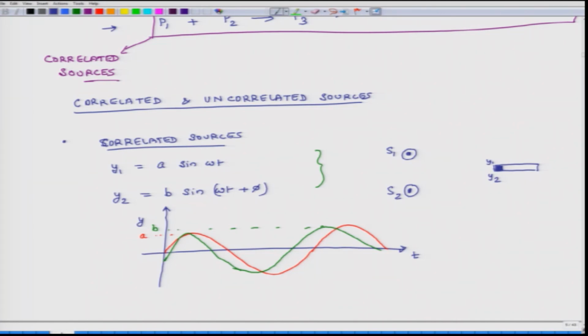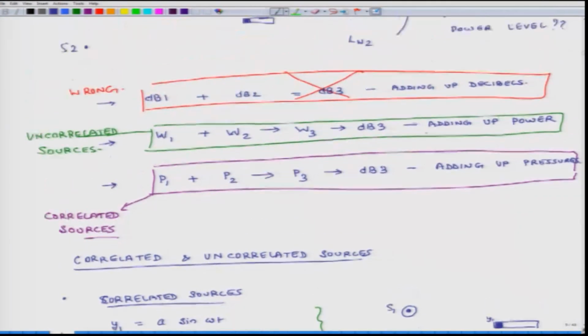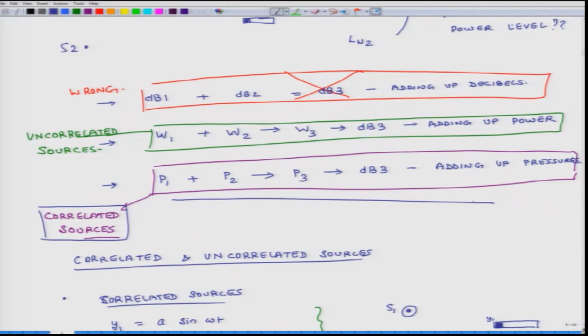And I know the relationship between Y1 and Y2, so I can add them up. Now, if Y is pressure, and the pressure due to signal 1 is P1 and the pressure due to signal 2 at the location of measurement is P2, then at the location of measurement the total pressure will be P1 plus P2. In that case, we use this approach. We add up the pressures.